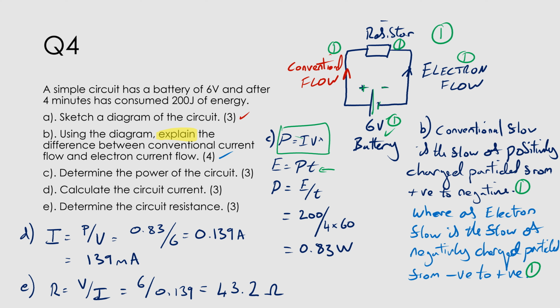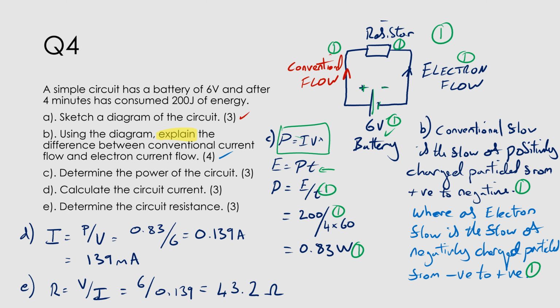So we can rearrange that to get E over T. Substitute our values in of 200 over 4 times 60 for seconds. And that gives us 0.83 watts. So there's our 3 marks. Part D, hopefully you managed to get this one as well.